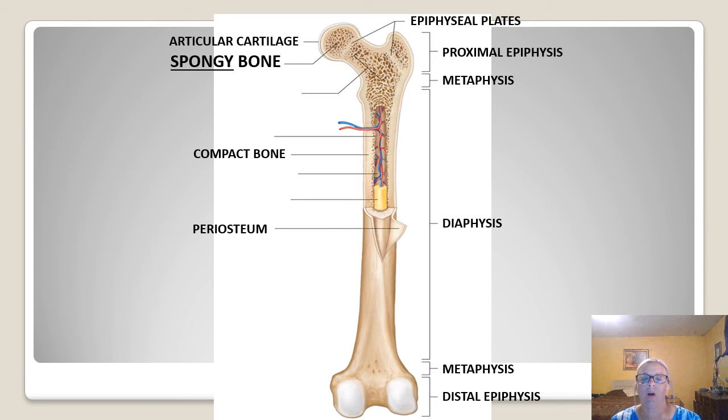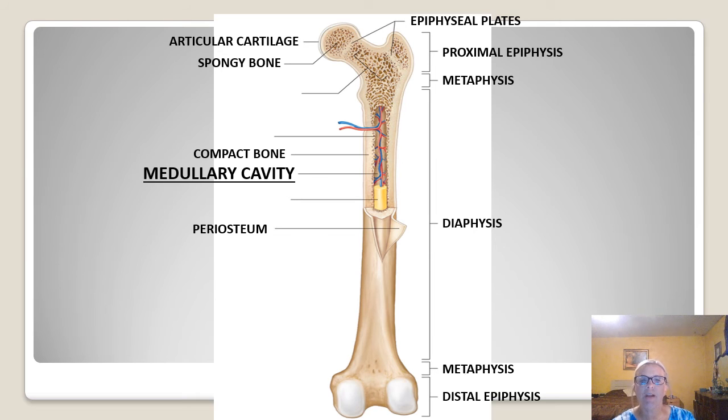Now we have spongy bone, which is also called cancellous bone. This composes the epiphysis. That's what the epiphysis is made of. This cancellous bone or spongy bone consists of lots of branching plates called trabeculae, and this actually reduces the bone's weight. So this is literally a spongy looking bone. It is going to be deep to compact bone, but it's really important that it reduces the bone's weight, because if our bones were all compact bone, they would be extremely heavy.